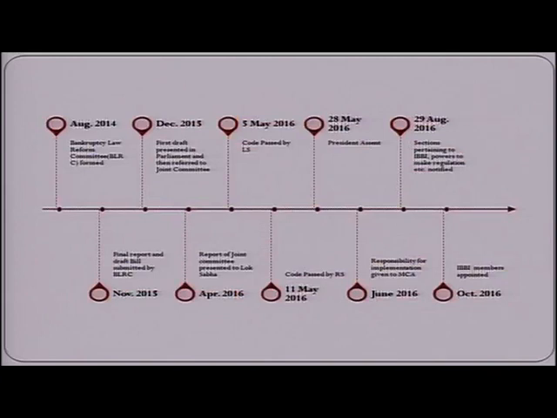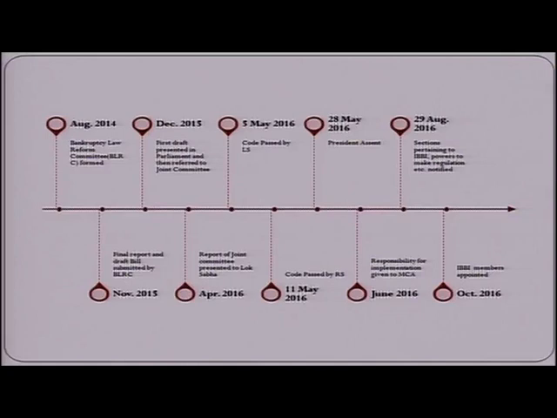Before we continue, now let's look at the snapshot of the timeline as to how the Insolvency and Bankruptcy Code came into the picture and what was the reason to have brought this code into effect. In August 2014, the Bankruptcy Law Reforms Committee was formed. Thereafter, on 5th May 2016, the code was passed by the Lok Sabha, and on 11th May 2016, the code was passed by the Rajya Sabha. Thereafter, on 28th May, finally, the code was brought into effect after it gained the assent of the President.